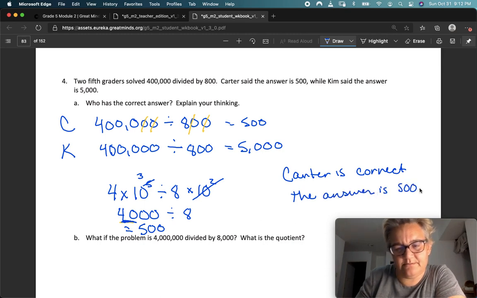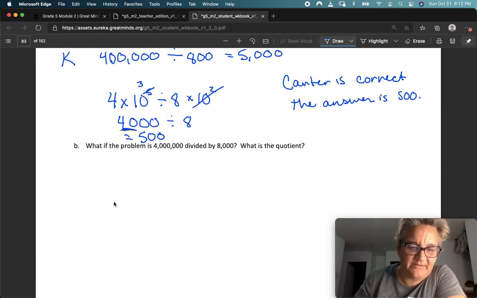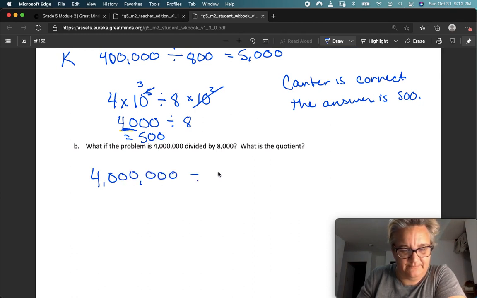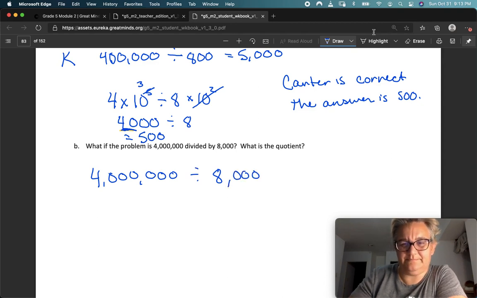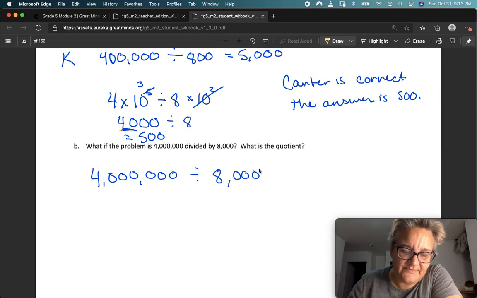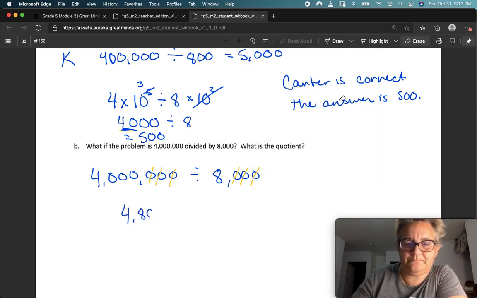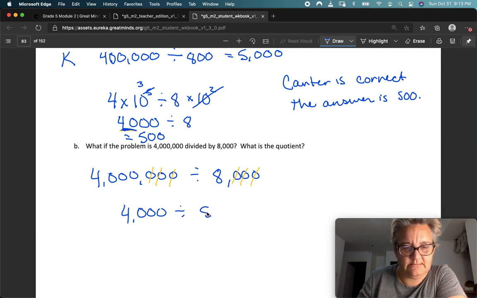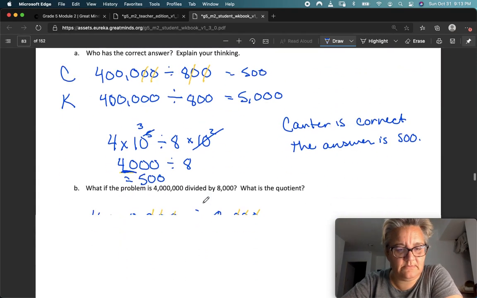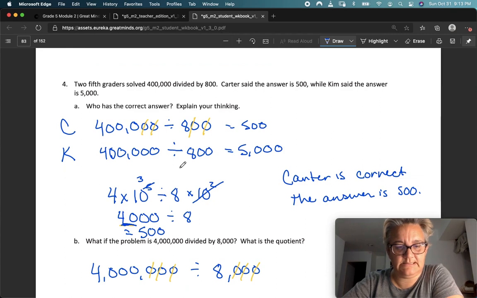The answer is 500. What if the problem were 4 million divided by 8,000? 4 times 10 to the 6th divided by 8 times 10 cubed. Okay, so I'm going to take a 0 from this side and a 0 from that side. Then a 0 from this side and a 0 from that side. Then a 0 from this side and a 0 from that side. And I'm left with 4,000 divided by 8. Is that the same problem? Sure is. It's exactly the same problem.